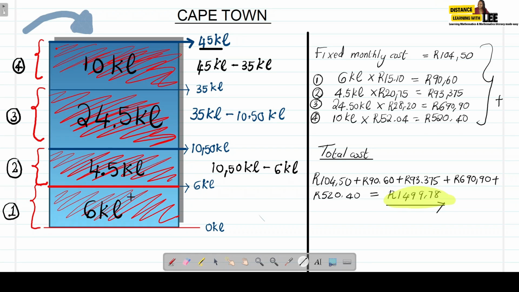So how much water did we actually add in this region? We took that 10.5 minus 6. Okay, then we continue. We are at 10.5 kiloliters of water. Okay, we added more water until we got to 35 kiloliters of water.